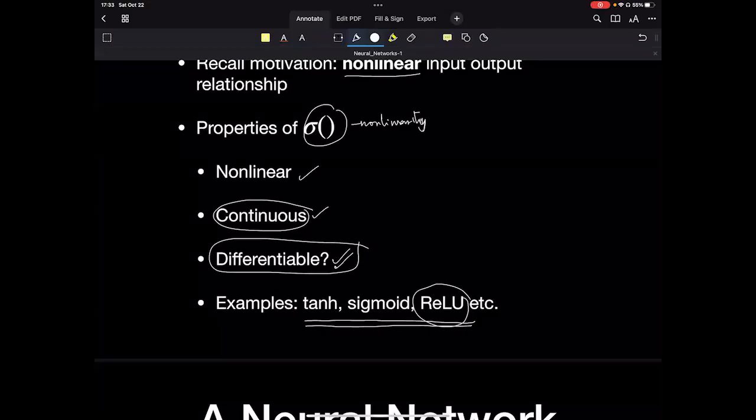We need to make sure that at most places, our nonlinearity, our sigmoid, is differentiable with respect to the model parameters. Okay, am I clear in what we have said so far?